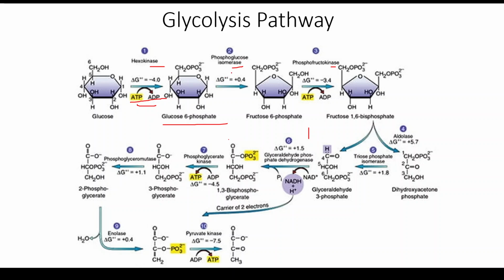Further, phosphoglucose isomerase is used and the glucose 6 phosphate is converted to fructose 6 phosphate. So what is the change between glucose and fructose? You can see the difference in this part. Here also ATP is converted to ADP, meaning energy is utilized, not produced. Further, the third enzyme, phosphofructokinase, comes into the picture, which converts fructose 6 phosphate to fructose 1,6 biphosphate. Here, different products are produced.